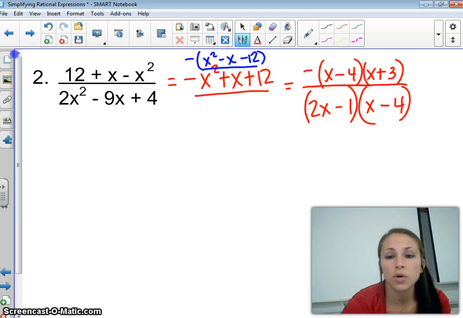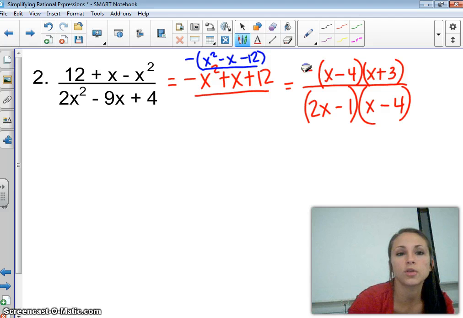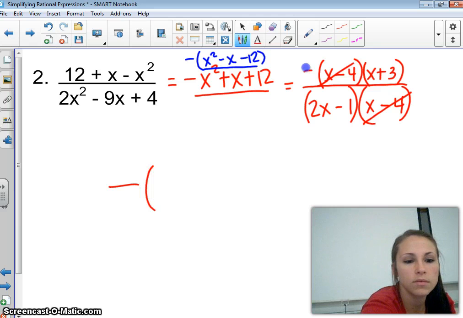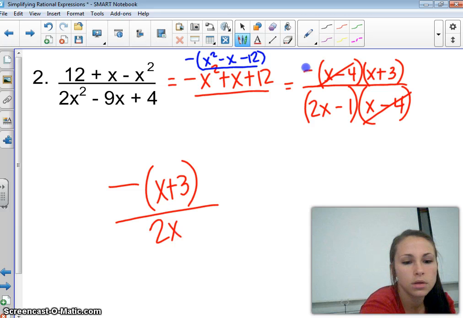And so now I can go ahead and cancel. You have to make sure that you don't forget this negative that's out there that you factored out. So x minus 4's will cancel, and my final answer will be negative x plus 3 over 2x minus 1.